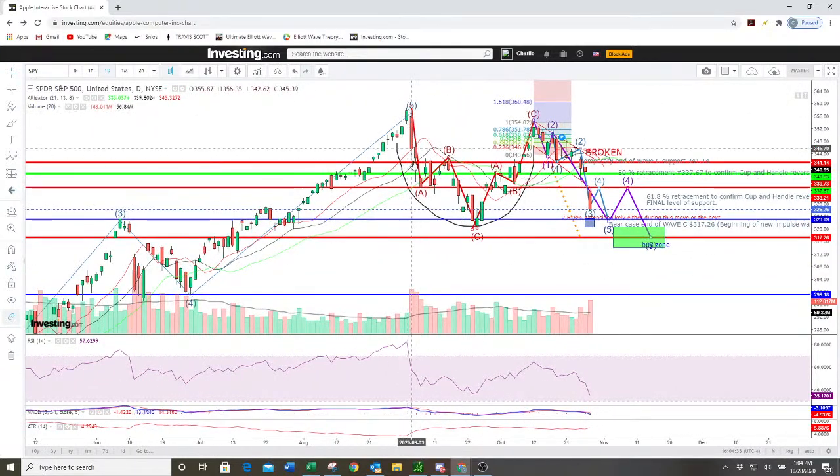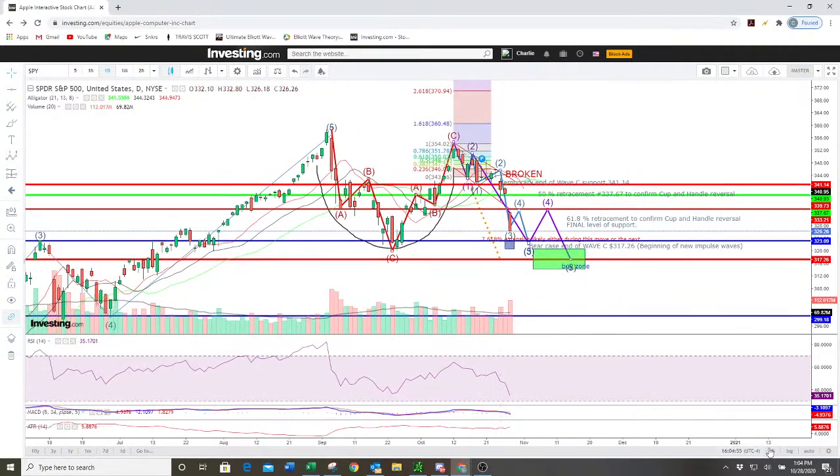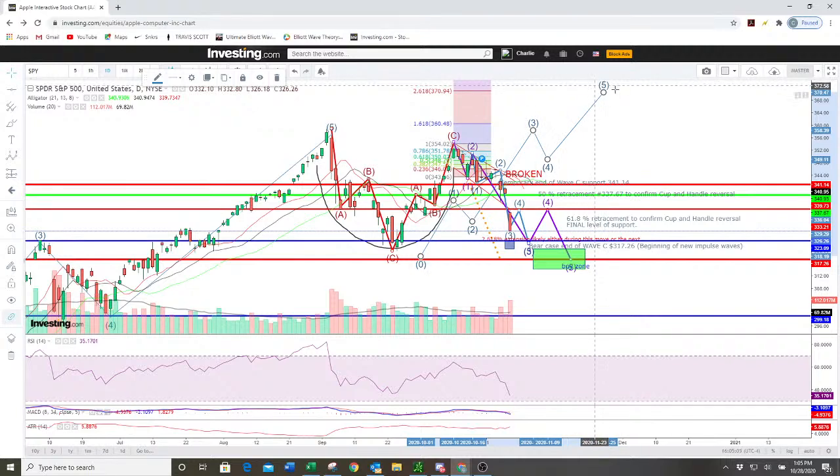Either this first move down is the completed ABC correction, which I now don't believe because of what's happened recently, and then we would start a new 5 wave up. Unfortunately, when we broke this 337 level, that invalidated the move upward. What was possible, and I know we're getting kind of messy here, is that this was a 1, a 2, we were going to have a 3, a 4, and then a wave 5 up to new highs around the 368 level, I think was what we first forecasted.